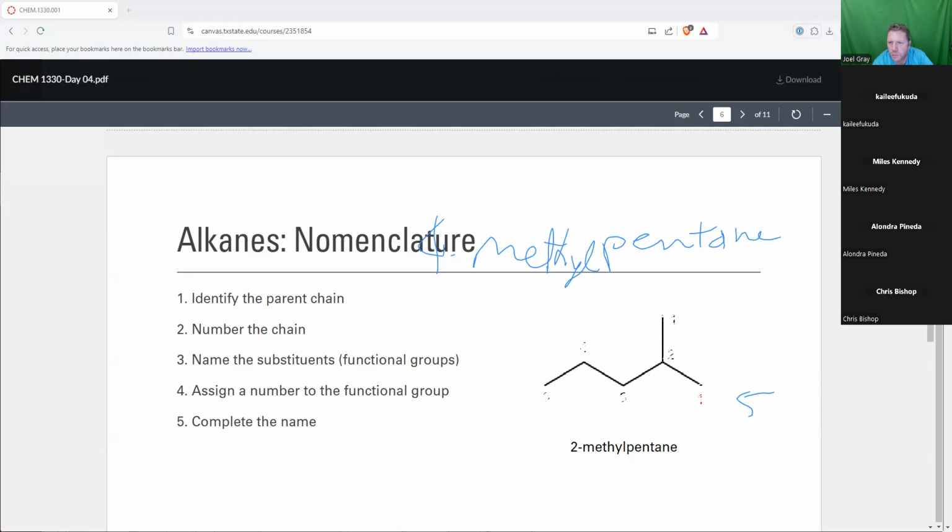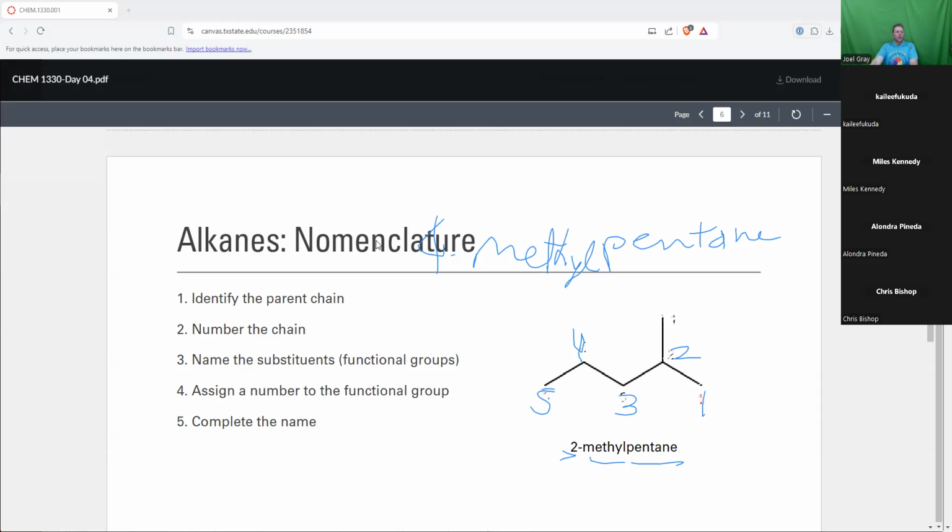The reason that it's wrong is because what we're looking to do is use the lowest possible numbers for our modifications. So we start numbering from the right: 1, 2, 3, 4, 5. And then what we say is 2-methyl pentane, because on carbon number 2 is where you find your methyl group. So that's basically what there is to your prefixes and your nomenclature.